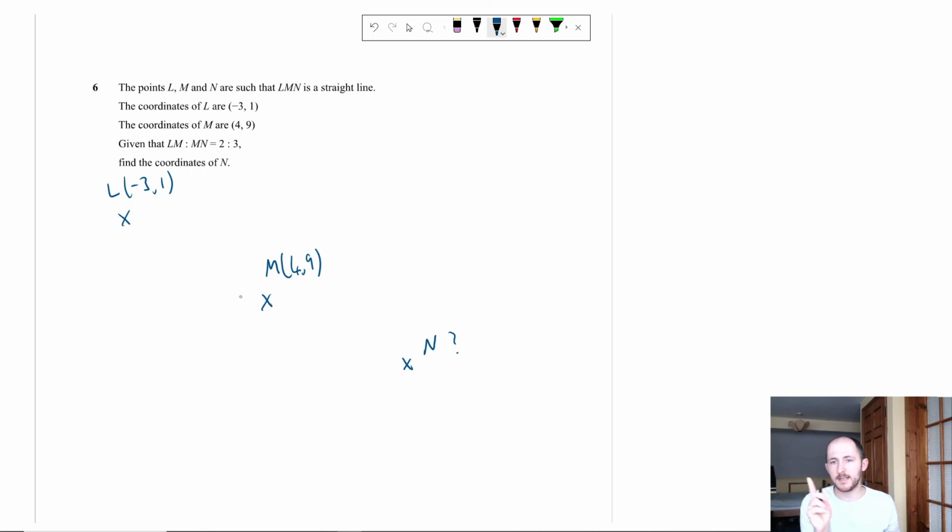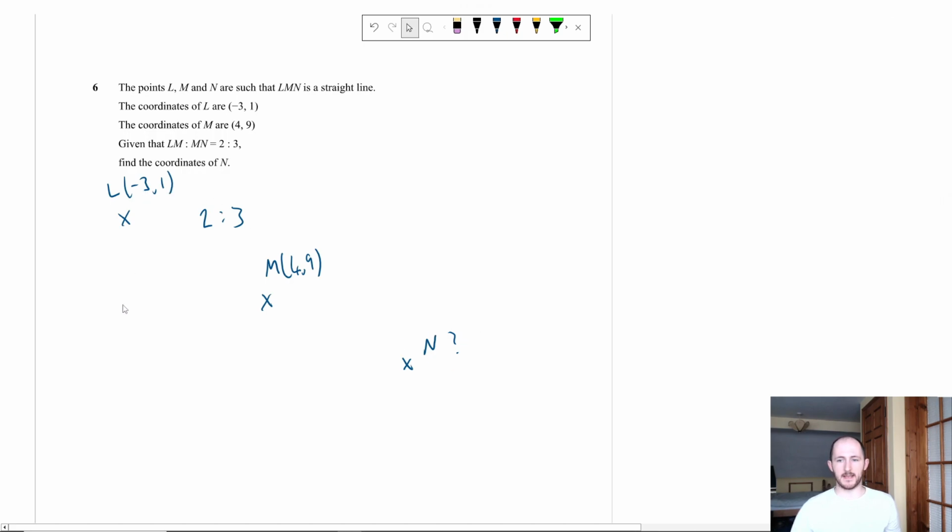Okay, but it does tell me that the ratio of LM to MN is 2 to 3. So what we can do here, and this is probably quite clever, is if we work out the difference in the X coordinates, that's 2 parts, so we can make that 3 parts by timesing by 3 over 2, and that will give me the X coordinates of this.